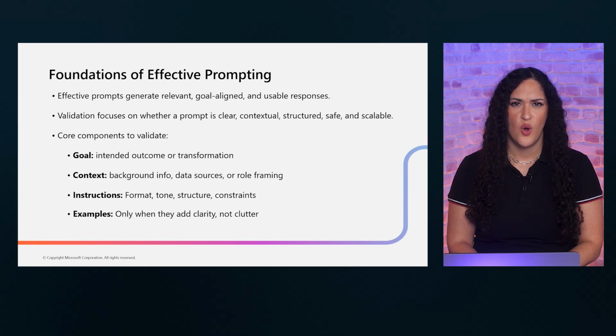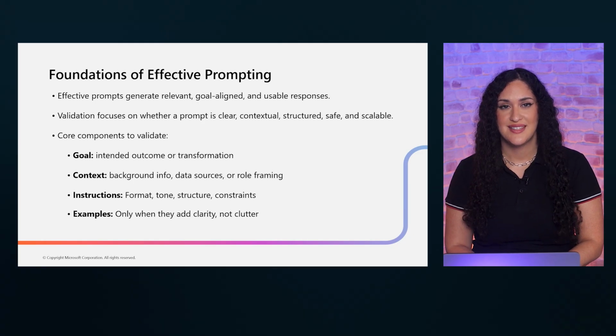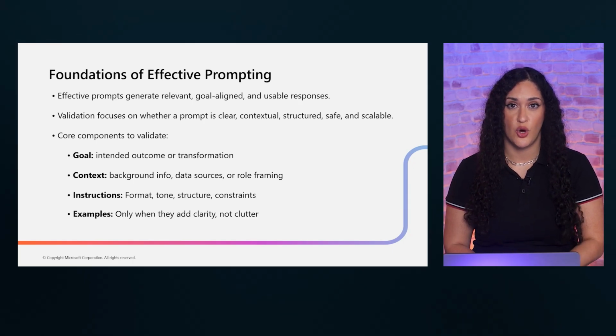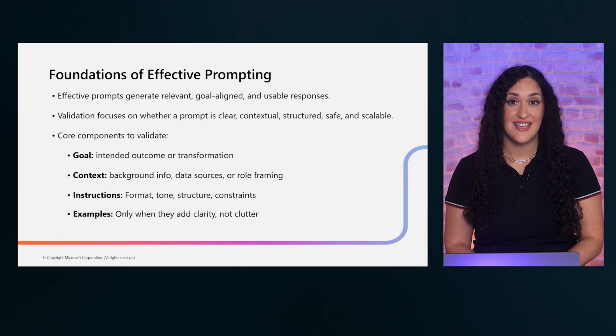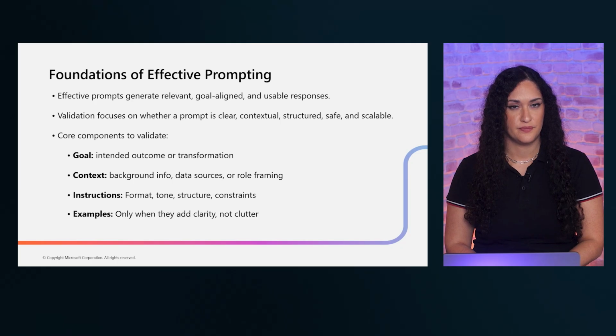First, the goal. What outcome or transformation should the prompt produce? Second, context. What background information, data sources, or role framing does the model need? Third, instructions. What format, tone, structure, and constraints apply? And fourth, examples, but only when they add clarity, not clutter.